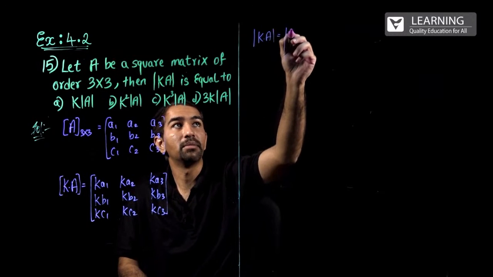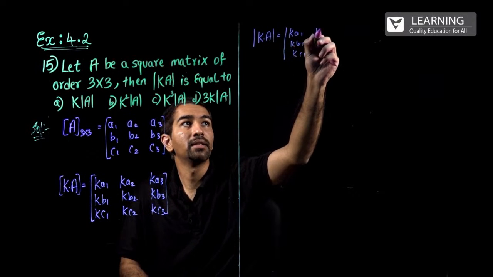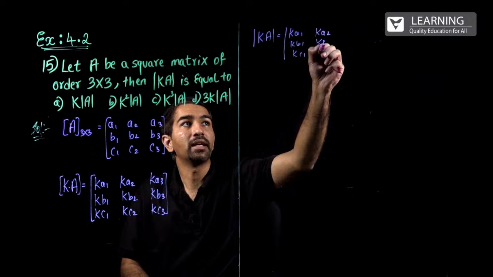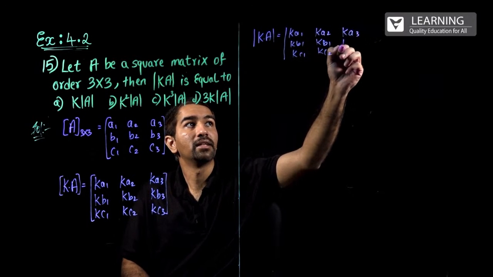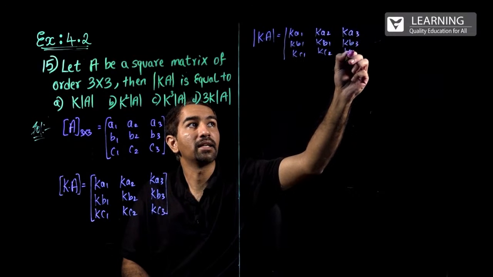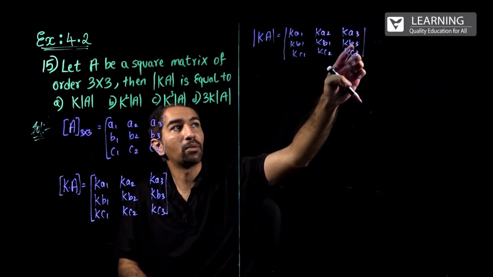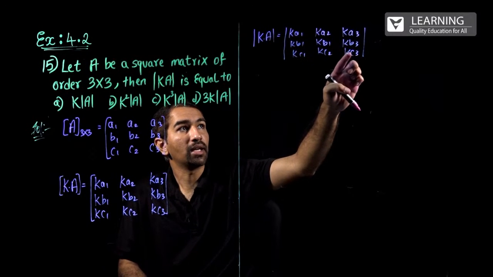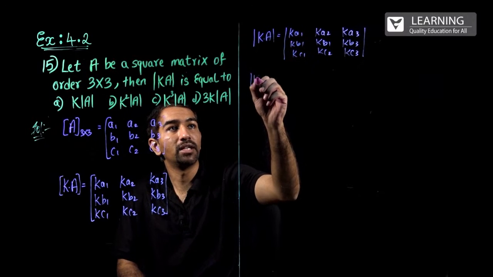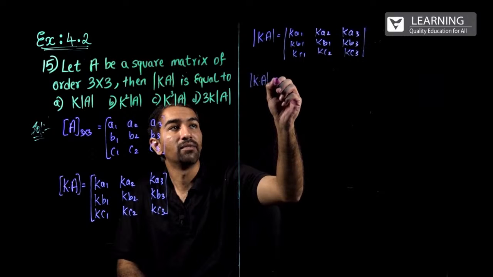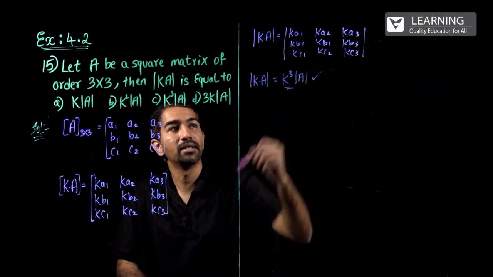So this is nothing but determinant of KA1, KB1, KC1, KA2, KB2, KC2, KA3, KB3 and KC3. Take out K common from the first row, take out K common from the second row, take out K common from the third row. So 3 K's are coming outside, right? Therefore determinant of K dot A will be equal to K cube of determinant of A. So this will be our right answer.